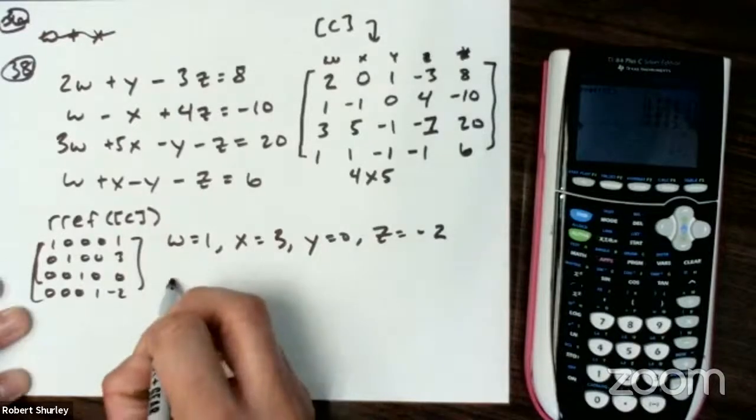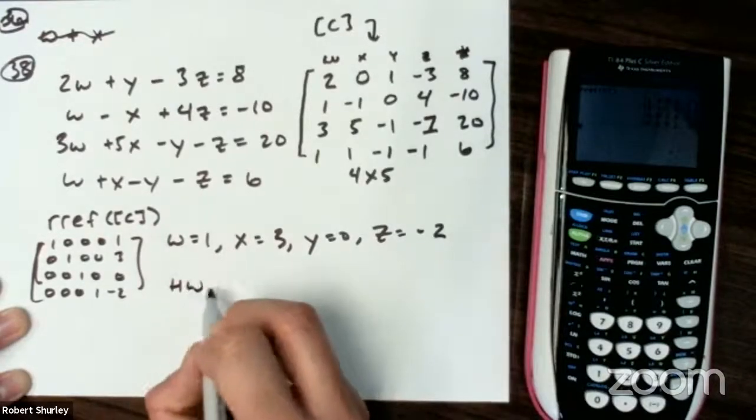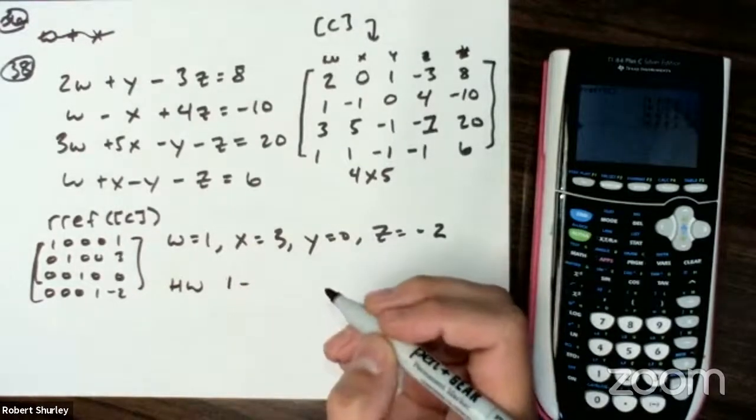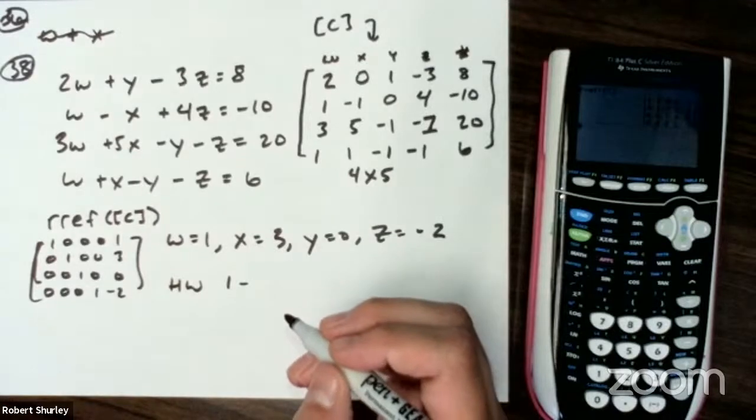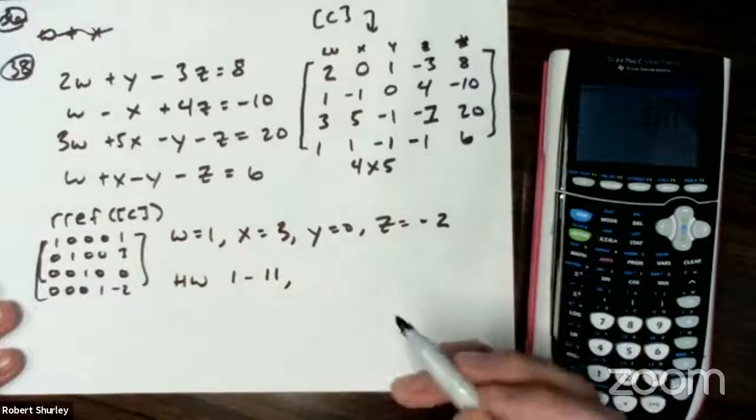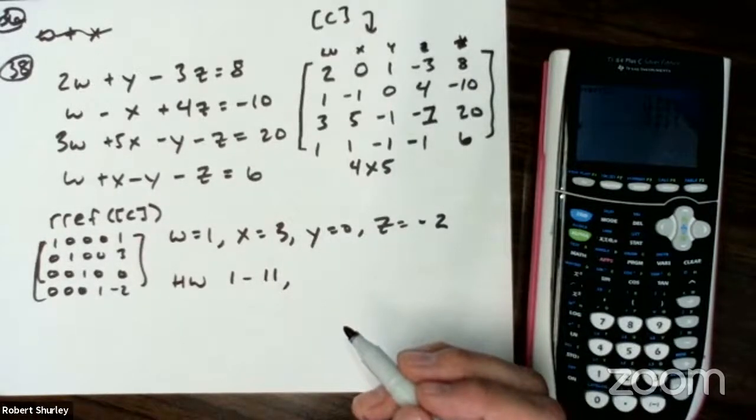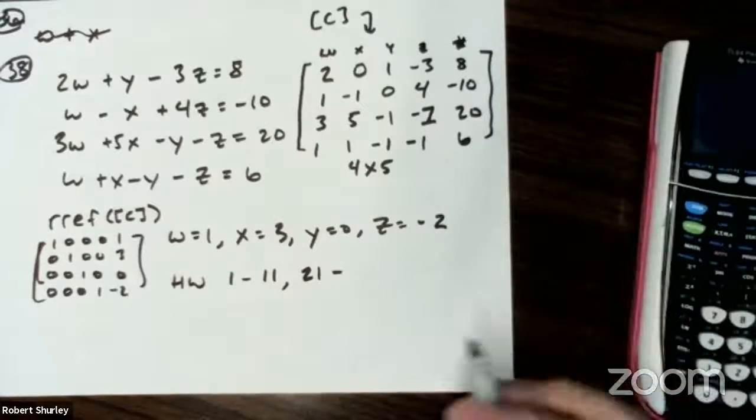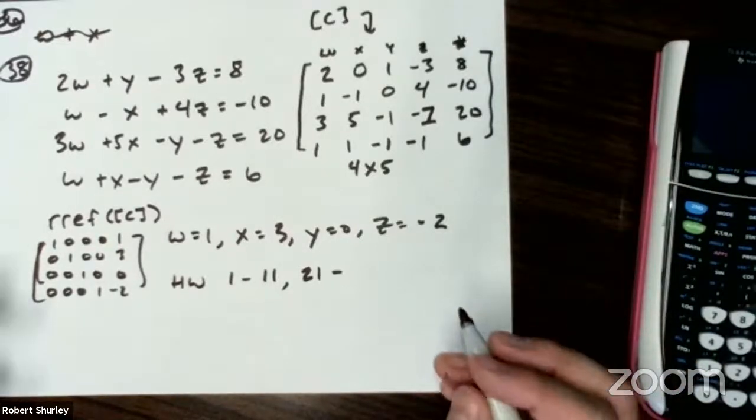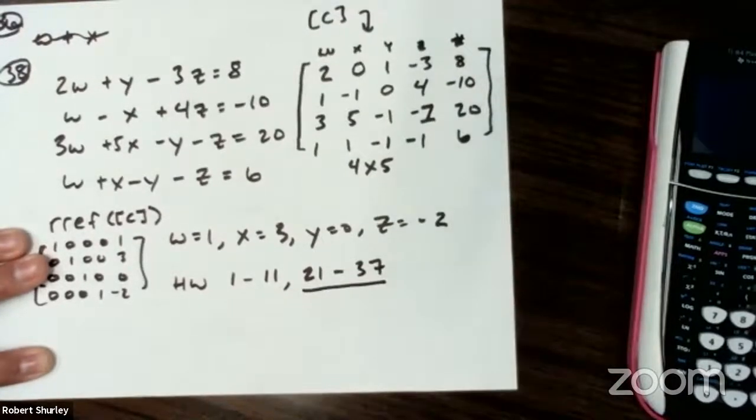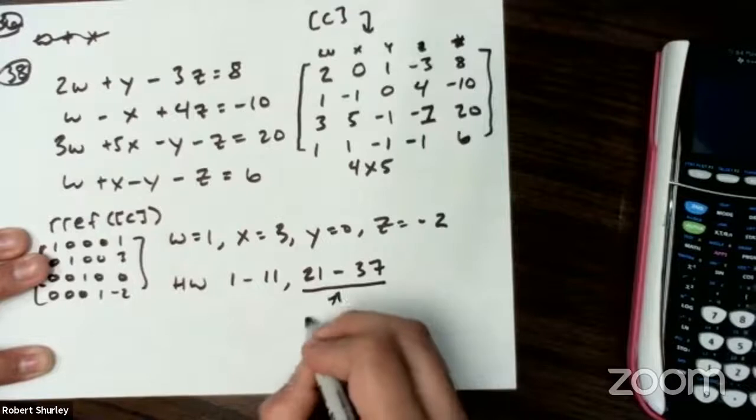Okay, so for homework in this section, now we're going to go on to 1.3. But for homework in this section, I want you to do 1 through 11. Okay, and that's going to be odd. And then, okay, I want you to do something a little different for the last part, 21 through 37. I just want you to solve like we've been doing, okay?